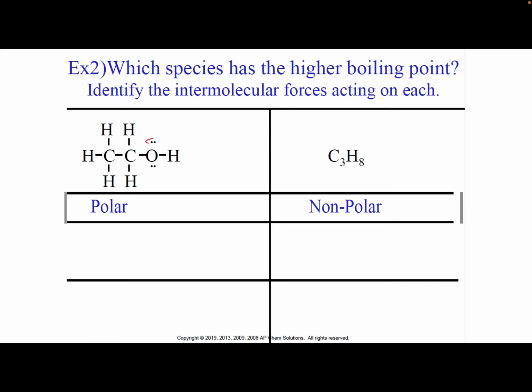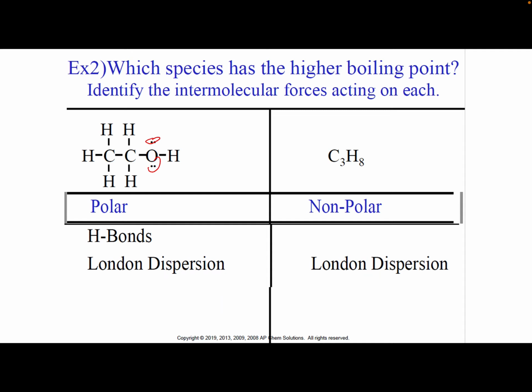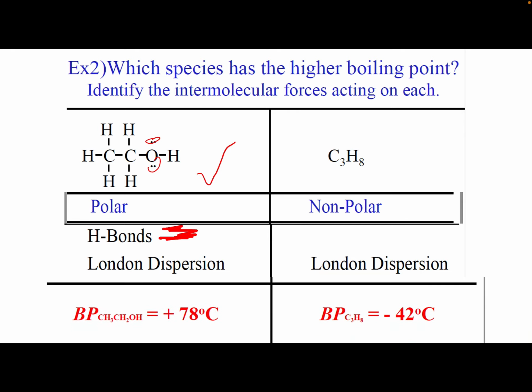Over here I see some lone pairs. So what can this do? This can probably hydrogen bond, right? So I would say dipole-dipole, hydrogen bonding, and London dispersion forces, whereas our non-polar molecule is only going to have London dispersion forces. And so who would have a higher boiling point? Well, this polar molecule is going to have a higher boiling point because it's going to take more energy to disrupt these hydrogen bonds. So let's take a look. Our boiling point of CH3CH2OH is 78 degrees Celsius, while our C3H8 is negative 42.